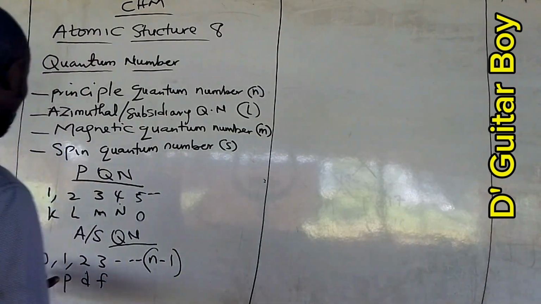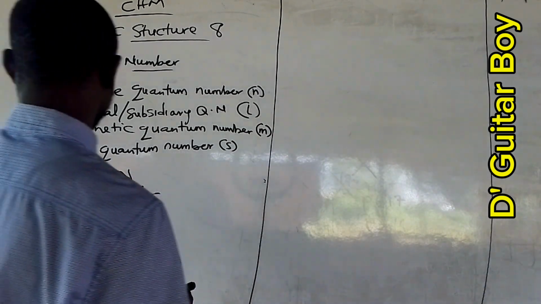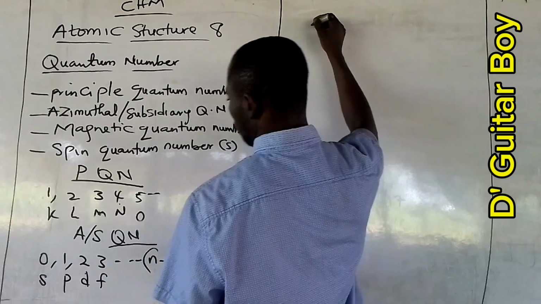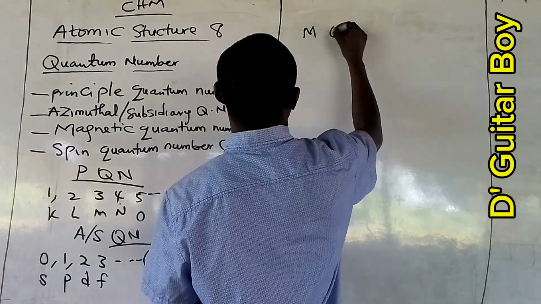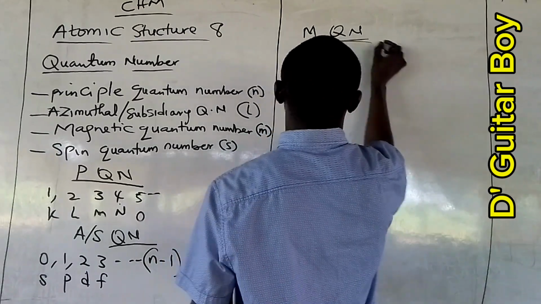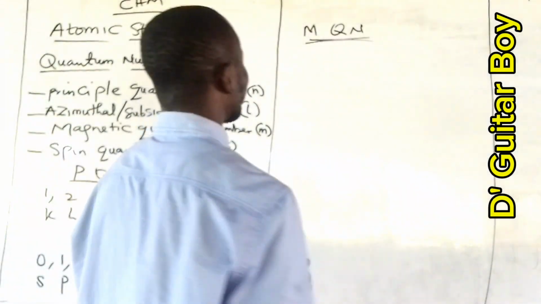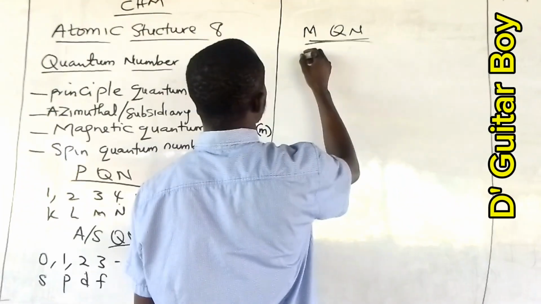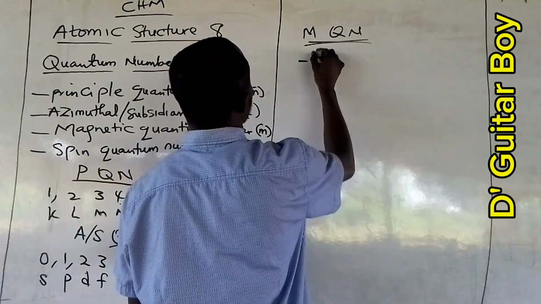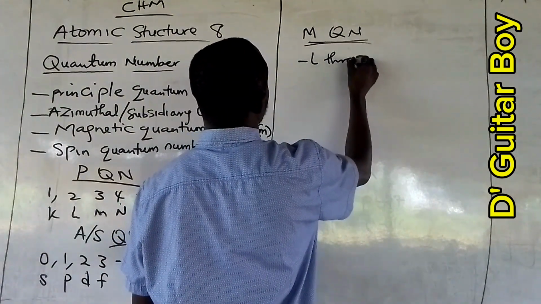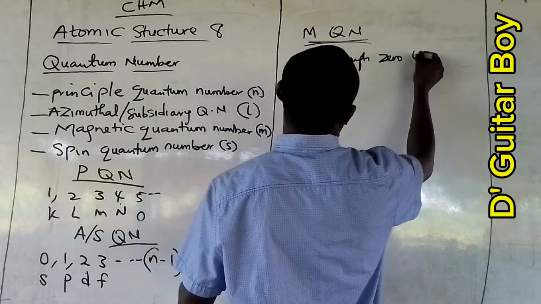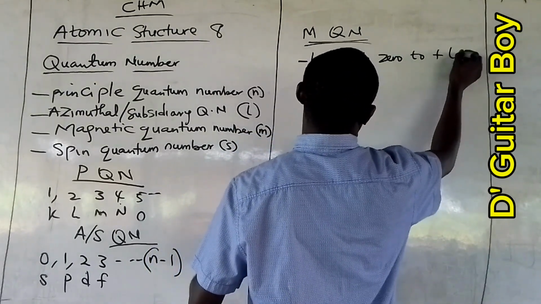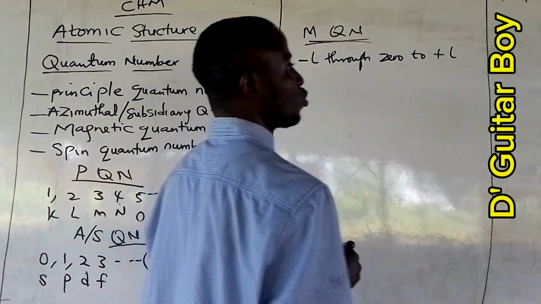Now we'll move to the next one, which is the magnetic quantum number. This magnetic quantum number has an integer that ranges from -L through 0 to +L. -L through 0 to +L.